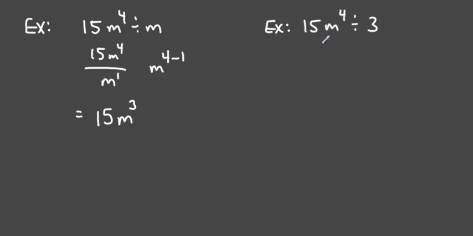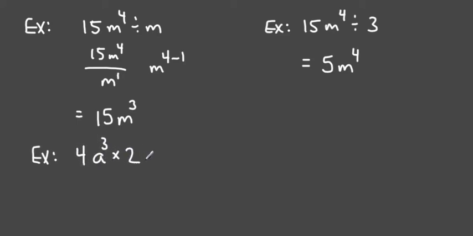If I divide that same 15m to the 4th by 3, then my m to the 4th doesn't have anything to be divided by, so it's just going to stay as it is, and I divide the 15 by 3. So this is going to be equal to 5m to the 4th. Okay, so watch out for that, whether you're dividing by another variable or whether you're dividing by a number, how you work with it changes a little bit.